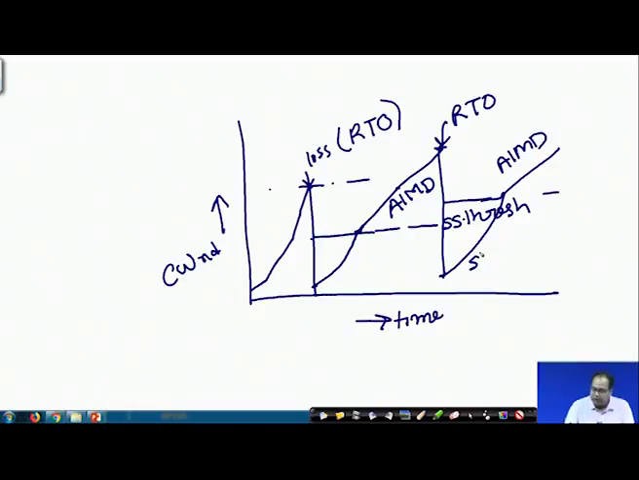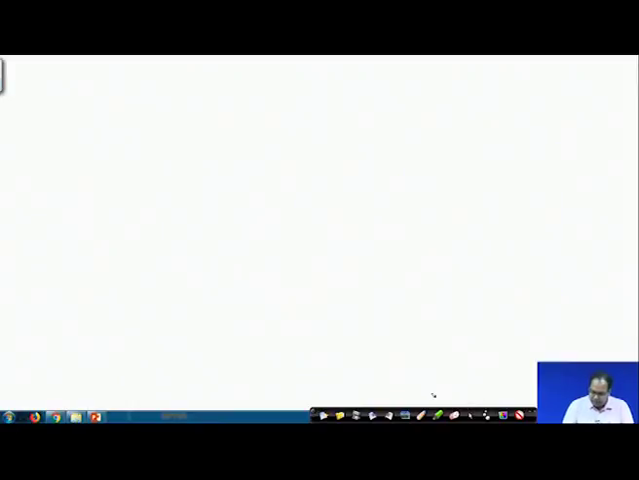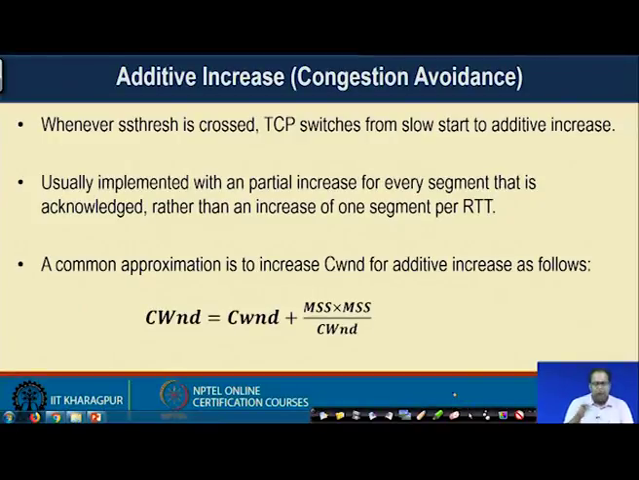So, your slow start is up to the slow start threshold, and after that you are going with AIMD. After the slow start threshold we move to the additive increase, which we call congestion avoidance. Whenever the slow start threshold is crossed, TCP switches from slow start to additive increase.